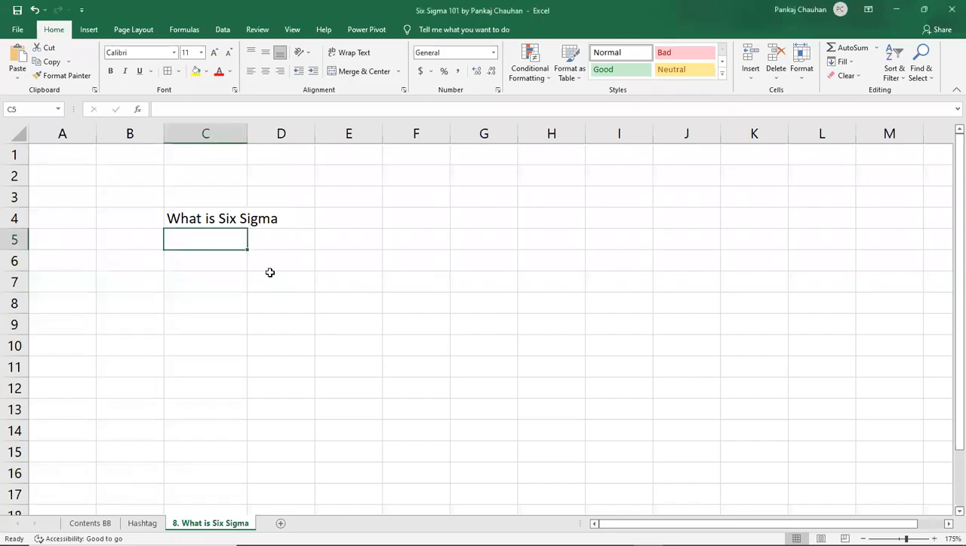Hey people, welcome back. In this session, we are going to learn about the meaning of Six Sigma. We all know that Six Sigma is a process improvement methodology.